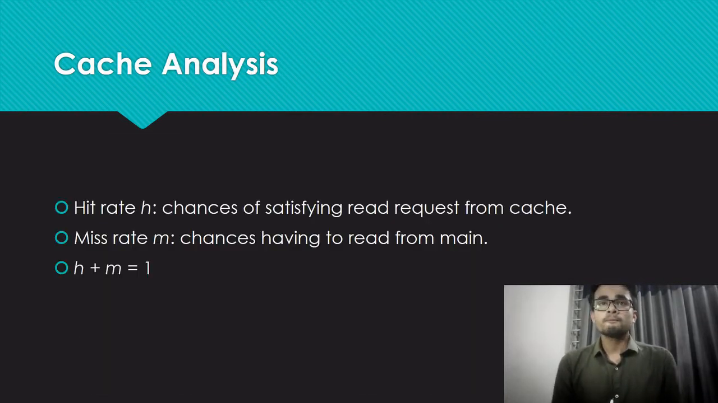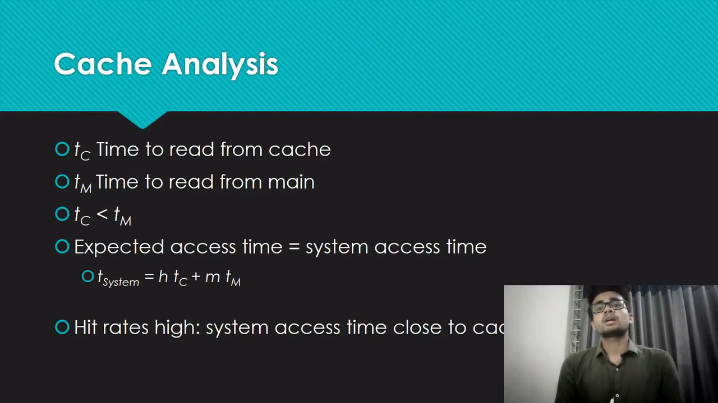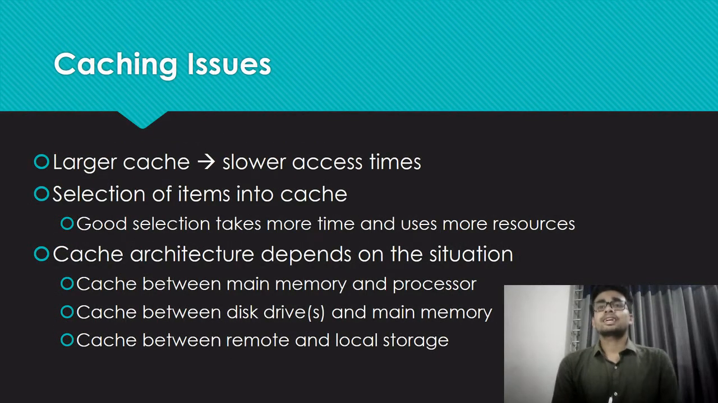Okay, now what is hit rate and what is miss rate. Hit rate is the chance of satisfying a read request from cache, and miss rate is the chance of having to read from main memory. Okay, that means the time to read from cache is less than the time to read from main memory. That is why the accessibility of cache memory is higher, it is faster than the main memory.